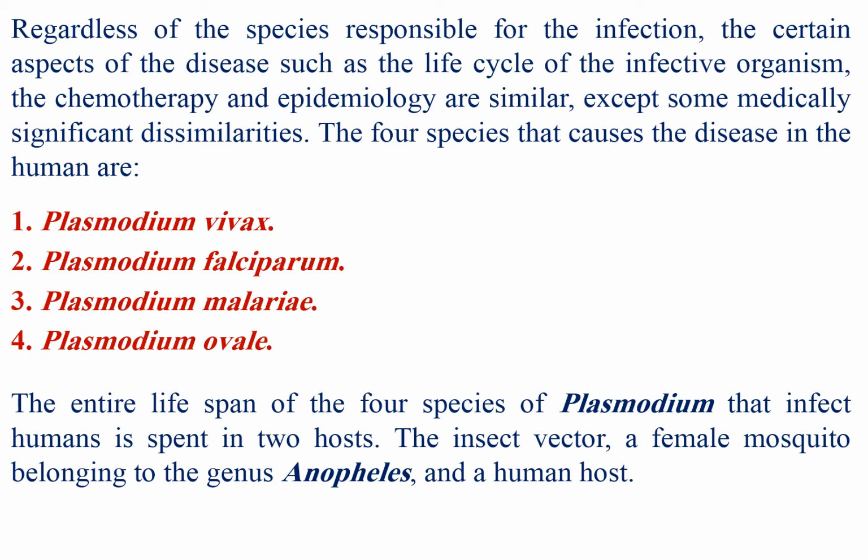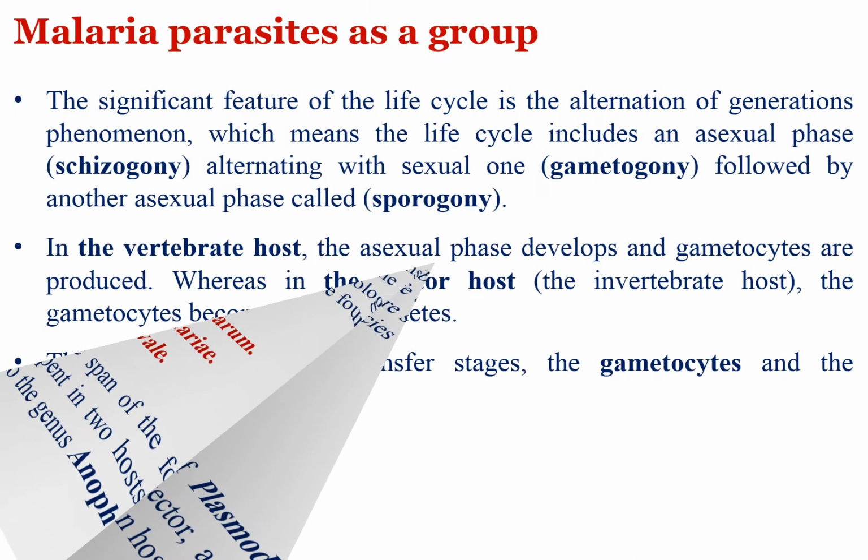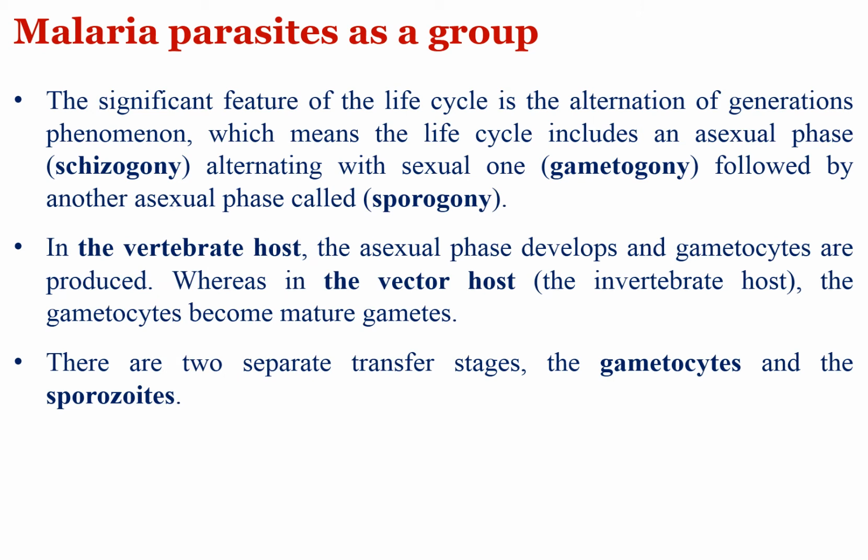The entire lifespan of the four species of Plasmodium that infect humans is spent in two hosts: the insect vector, a female mosquito belonging to the genus Anopheles, and a human host. We'll talk about malaria parasites as a group.